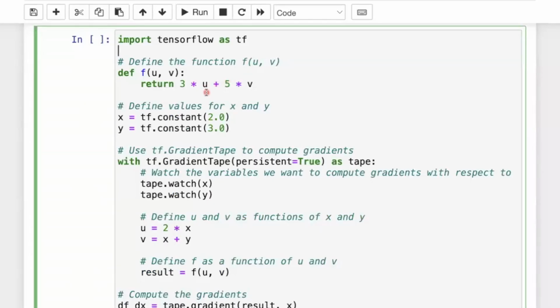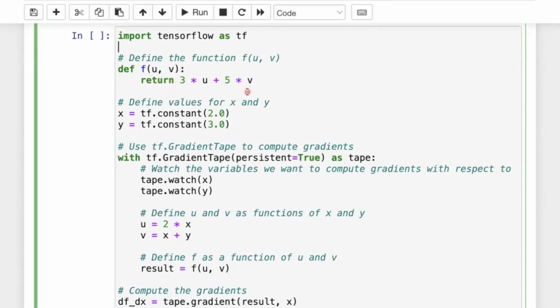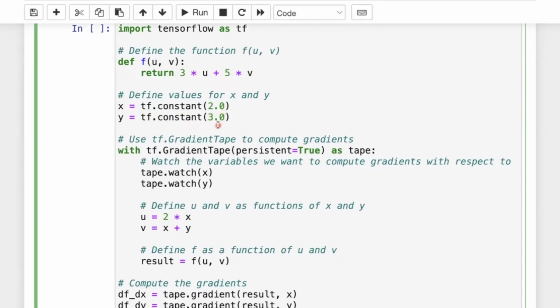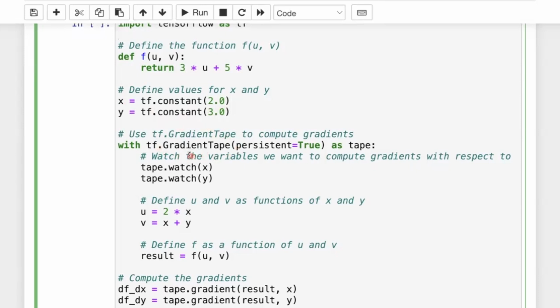So this is exactly what we have here, right? We have a function f, which is a function of u and v. That's exactly the equation we have. We have to define x and y. Here we assume x equals 2, y equals 3. We use gradient tape from TensorFlow. This is what we use to compute gradients using backpropagation.